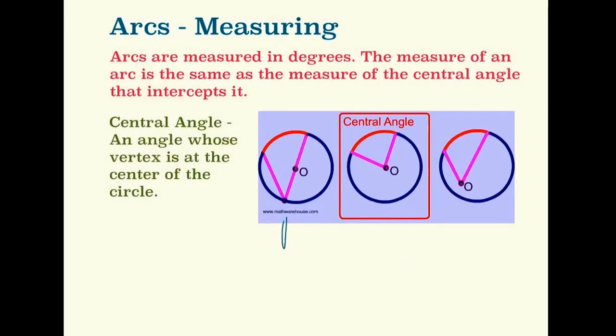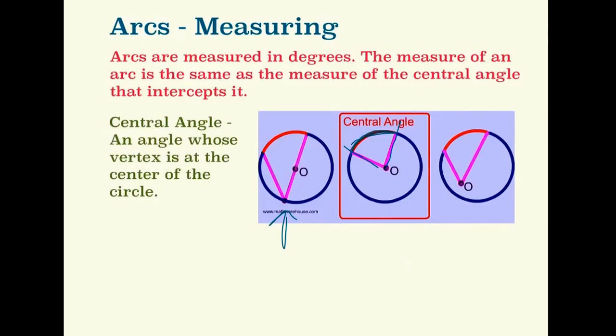This one has a name. That one's called an inscribed angle, and we'll talk about that later. This is the central angle here. It's got its vertex at the center. And when I say intercepted arc, we mean, if I extend those rays, the arc that lies between the two rays.